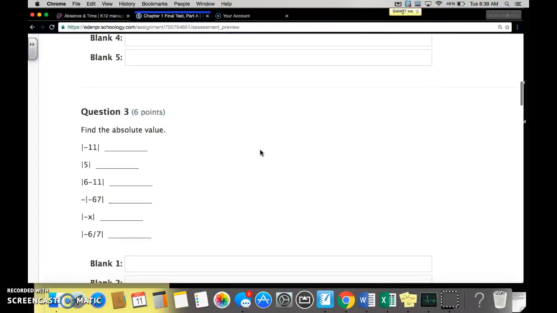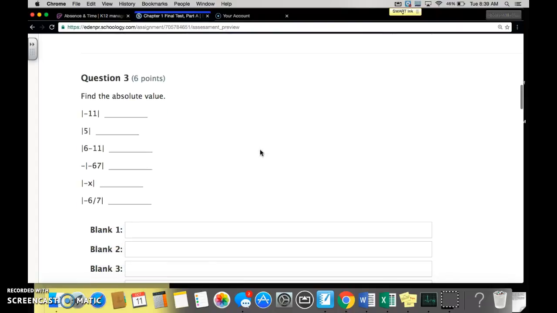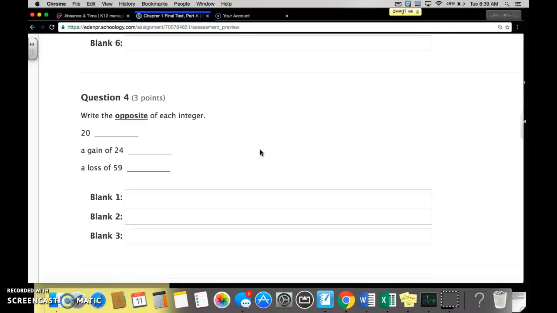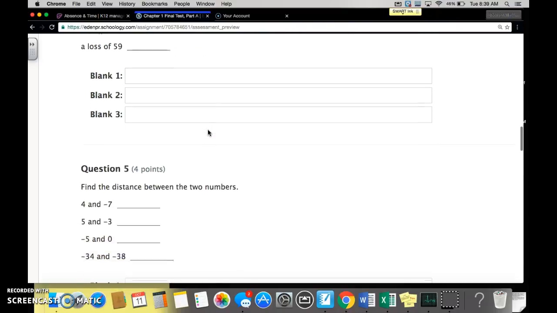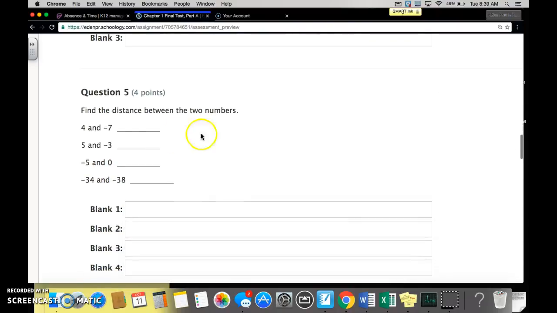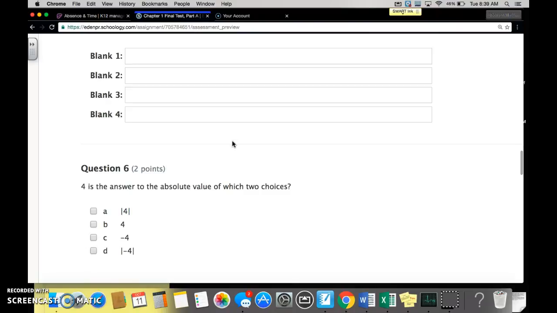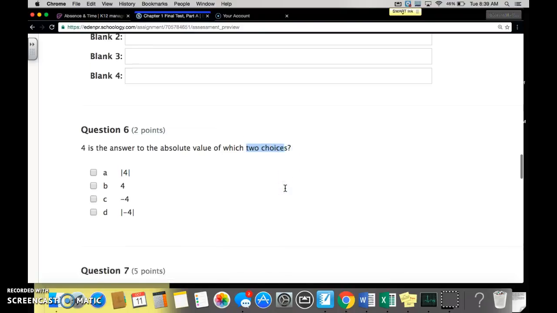Number three, find the absolute value. Again, only the integer or number or variable. Number four, write the opposite of these integers. Again, no labels. Number five, you're finding distances between the numbers, or in this case, the integers given to you. Number six, four is the answer to the absolute value of which two choices. Notice it says two choices.